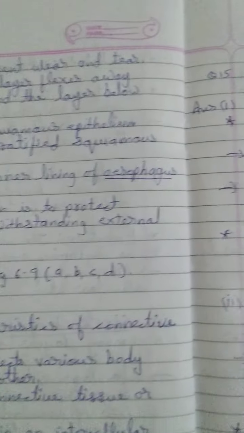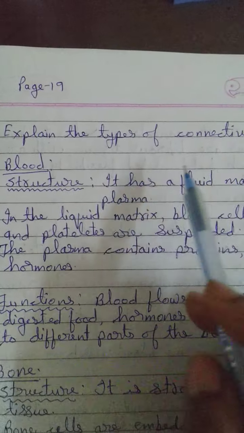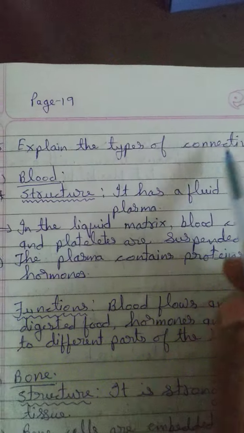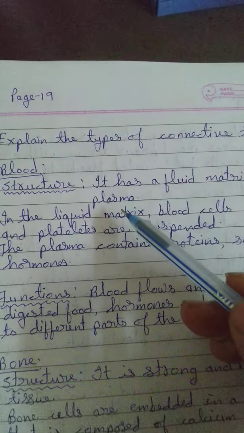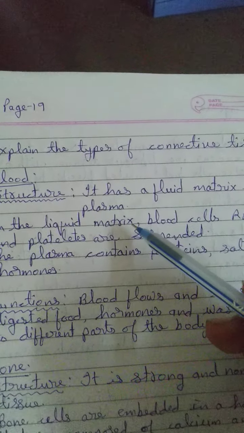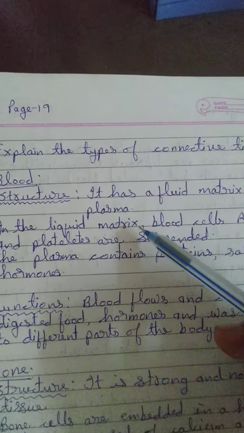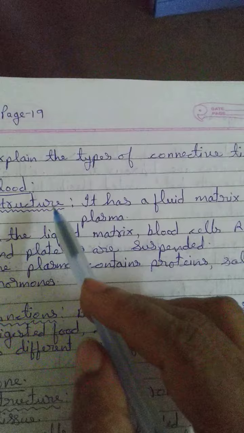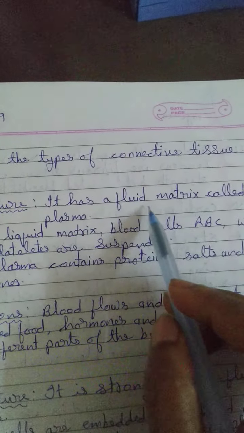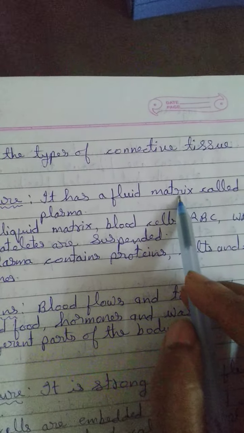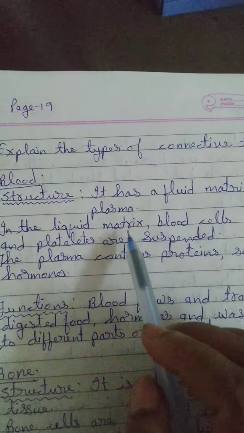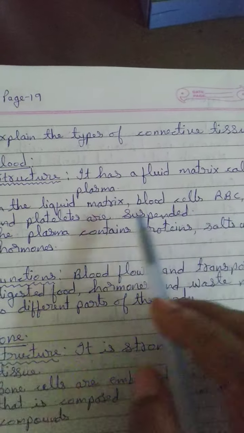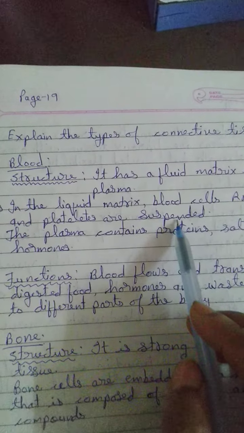Now let us see the types of connective tissue. The first type is blood. Blood is a connective tissue which flows from one organ to another and connects the organs for the distribution of substances. So let us see the structure of blood tissue. It has a fluid matrix, that is a liquid ground substance. This ground substance is called plasma. In the liquid matrix, blood cells, RBC, WBC and platelets are suspended.